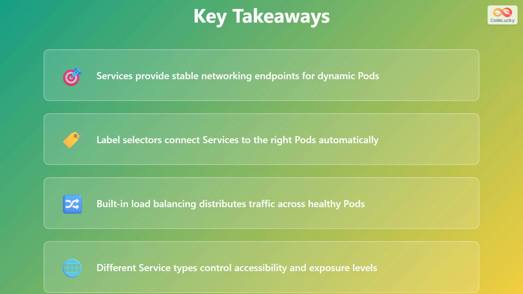Let's recap the key concepts. Services provide stable networking endpoints that remain constant even as pods dynamically change. Label selectors automatically connect services to the correct pods without manual intervention. Built-in load balancing ensures traffic is distributed evenly across all healthy pod replicas. Finally, different service types give you control over how your applications are exposed, whether internally within the cluster or externally to users. Understanding services is essential for building reliable, production-ready Kubernetes applications.